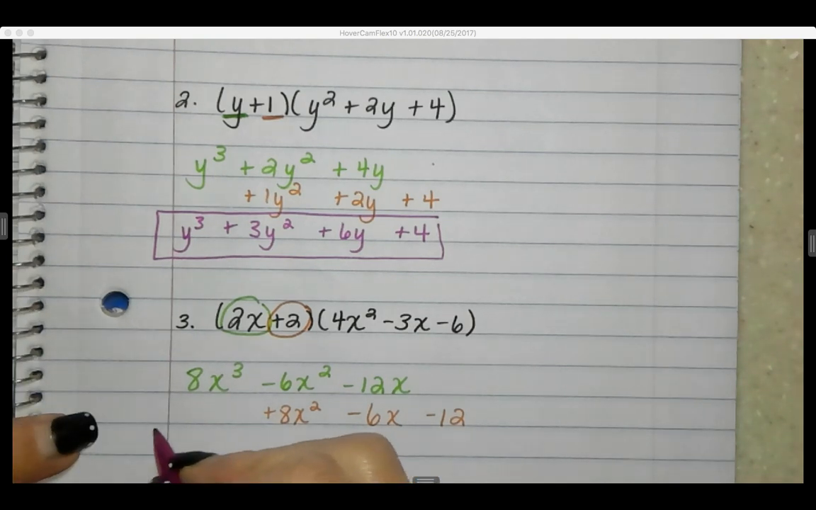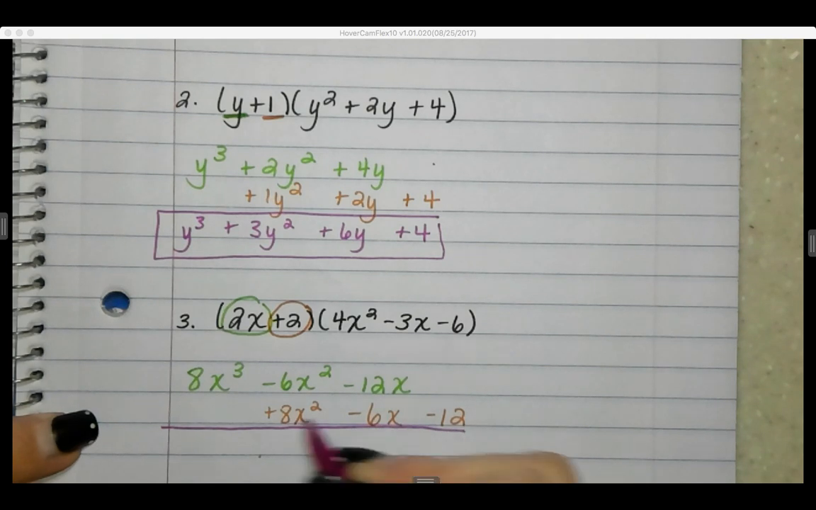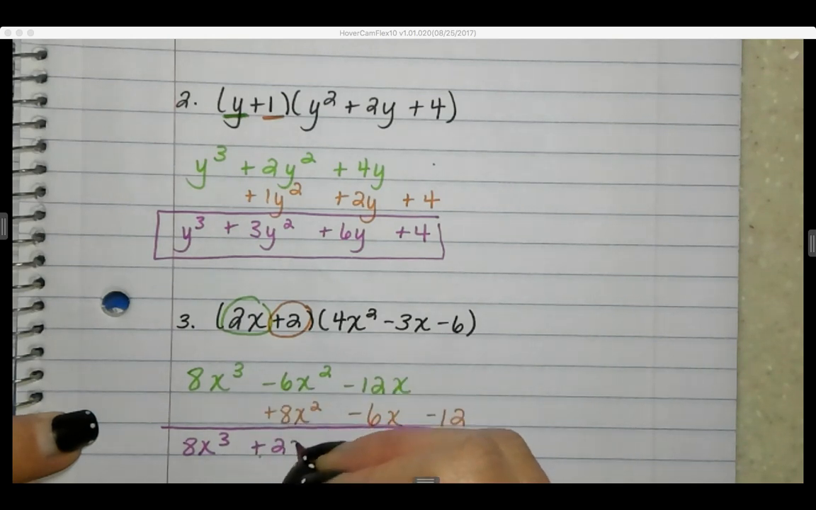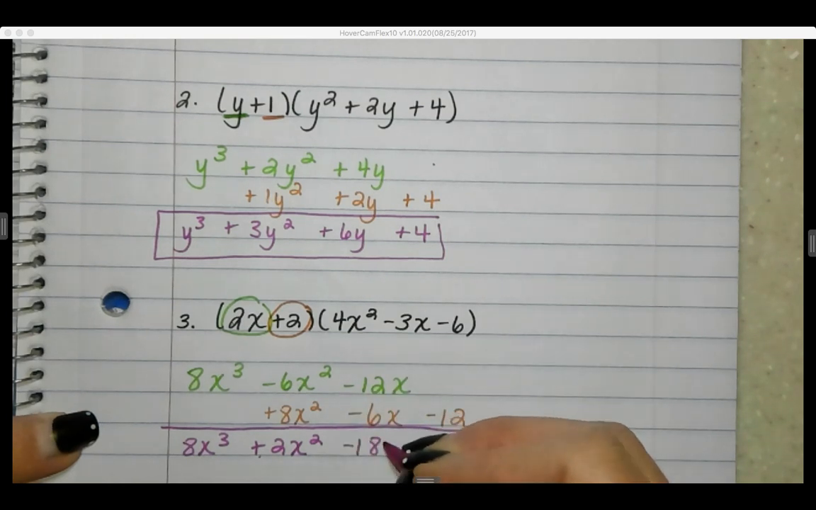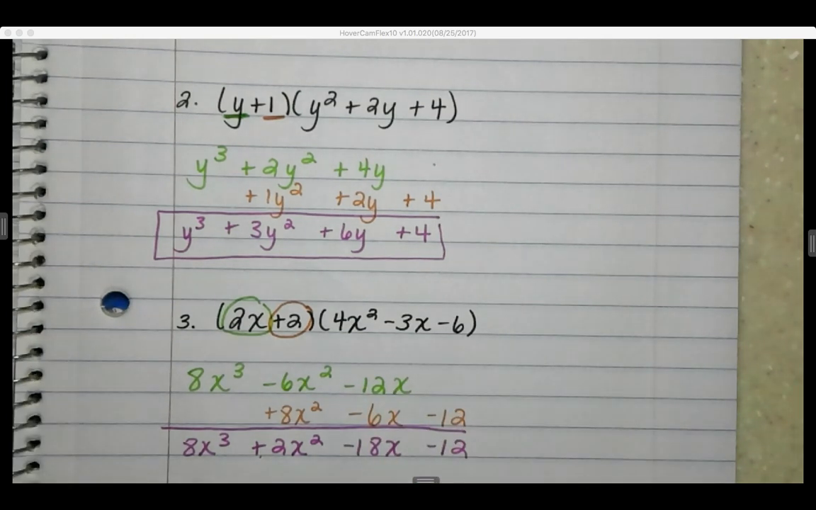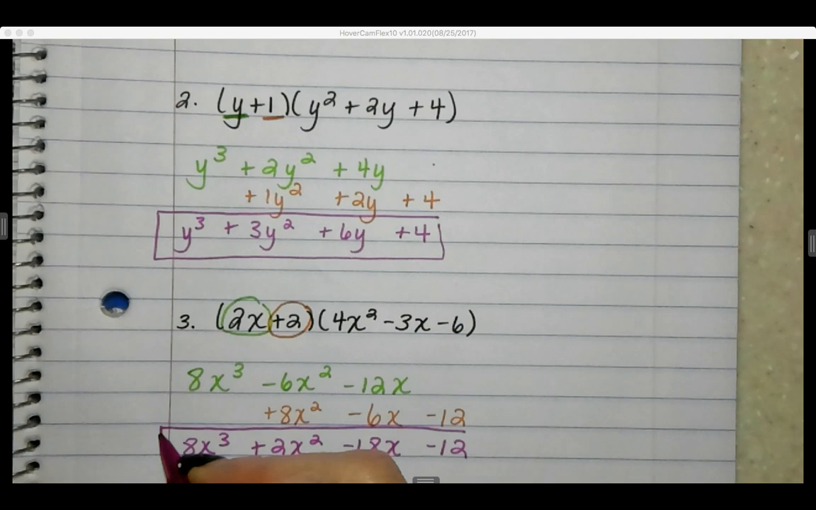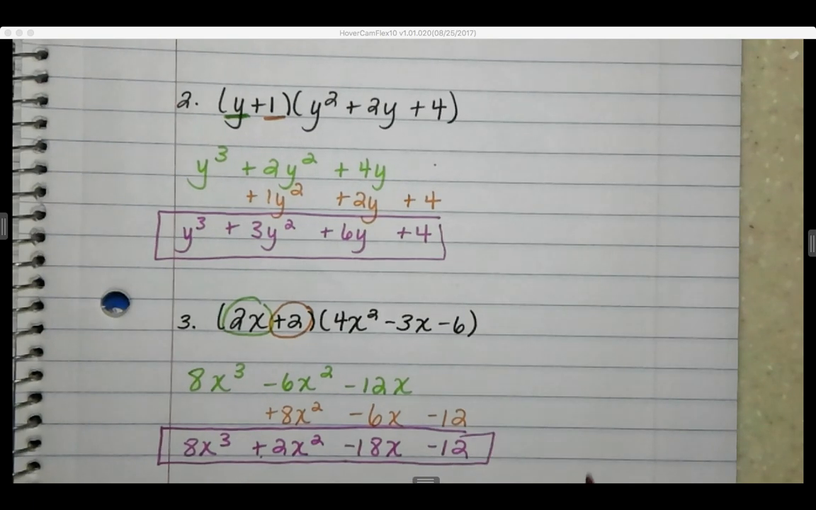And we combine our columns like an addition problem. This guy comes straight down. Negative 6x squared, positive 8x squared makes positive 2x squared. Negative 12x, negative 6 more x makes negative 18x. And there's our minus 12. I always check my answers, make sure I agree with what my materials say, and it looks like we did it right.